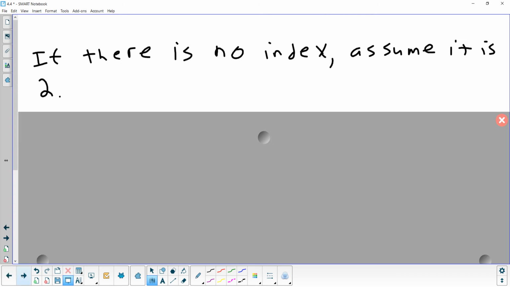So when you write a radical sign, if you don't put in an index, we always assume it's a 2. So when you do this, I'm assuming you mean that. You don't have to put the index in if you want it to be a square root.